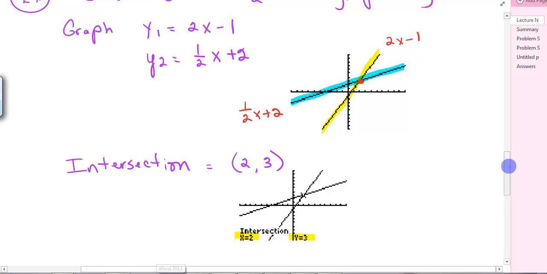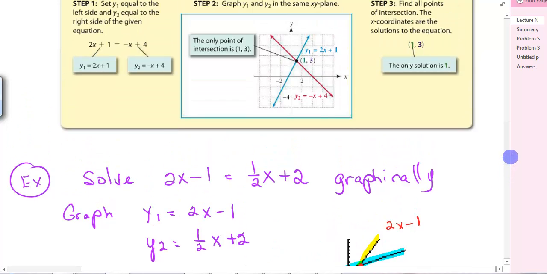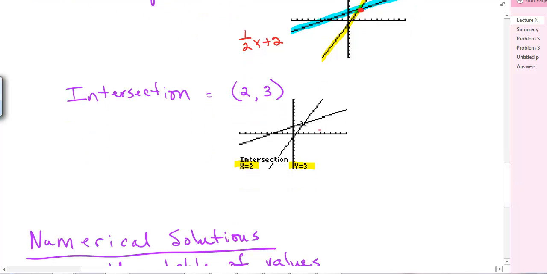All right, and so the solution for that, as it said in the graphing table above here, the solution is the x coordinate. So if our intersection point is (2, 3), the solution would be x equals 2. That would solve that equation.